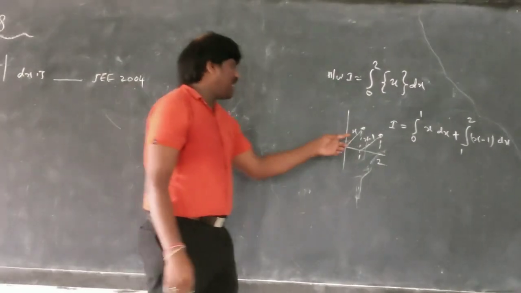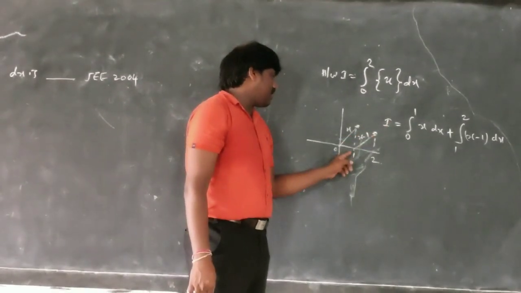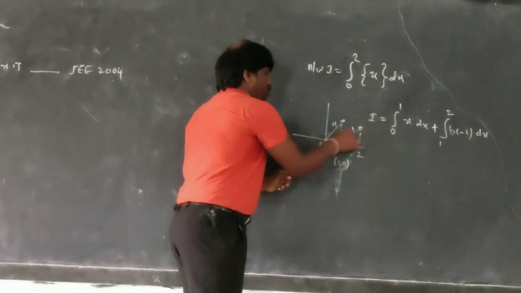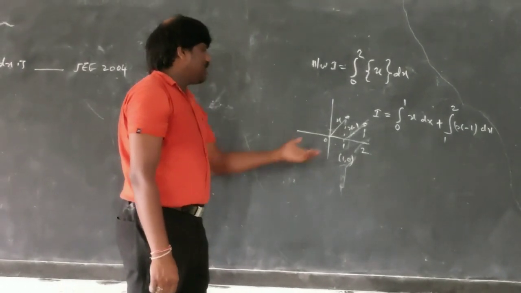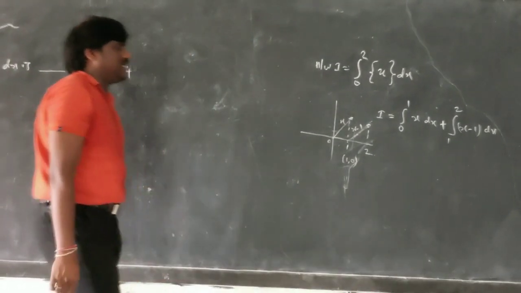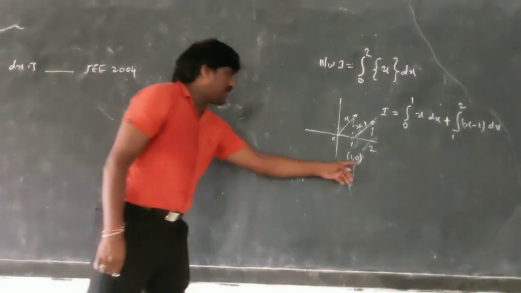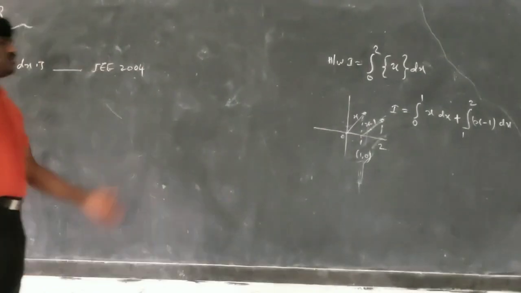You can see your notes once again and you will come to know the slope here is 1 and the point is 1 comma 0. Point is 1 comma 0. Slope is how much here? 1. Substitute and you can see what answer you are getting. Slope is 1 and the point is 1 comma 0. You get the equation of the line: y is equal to x minus 1. So you can do it that way.